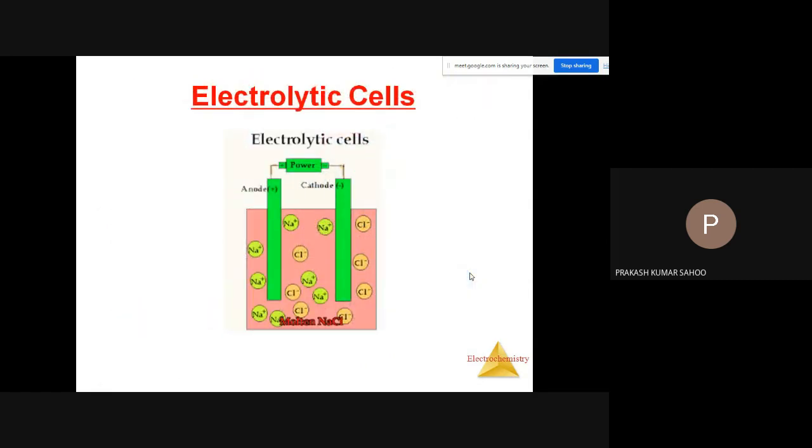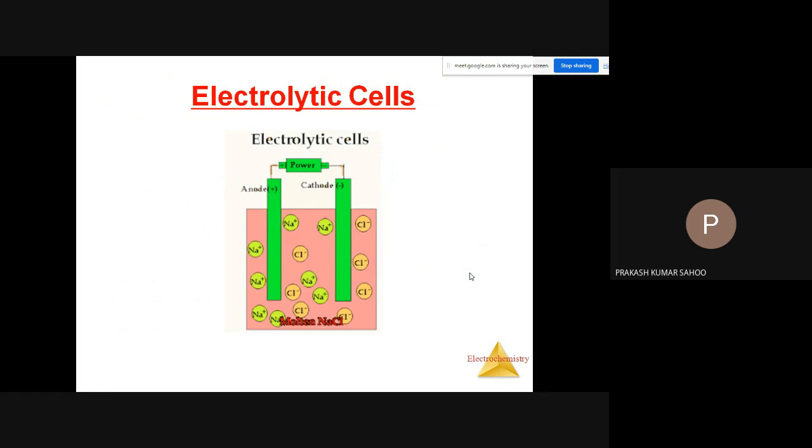This is the electrolytic cell. An electrolytic cell is the reverse of an electrochemical cell. That means the mechanism happening in a galvanic, voltaic, electrochemical cell or battery gets reversed in an electrolytic cell, where electrical energy is converted to chemical energy. So how did this situation come, that one cell gets reversed?